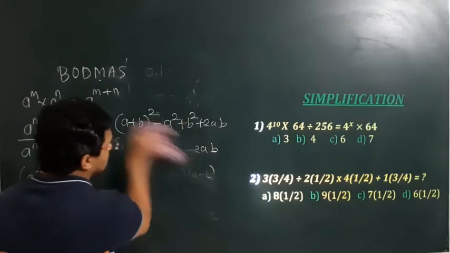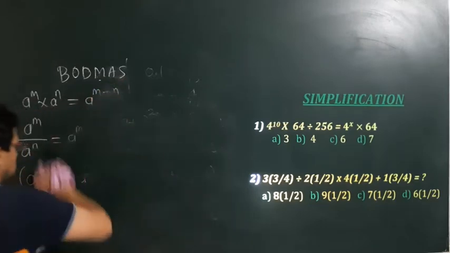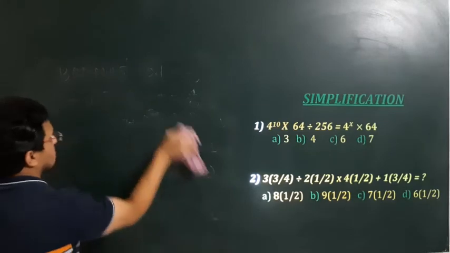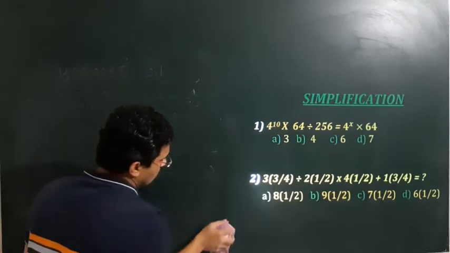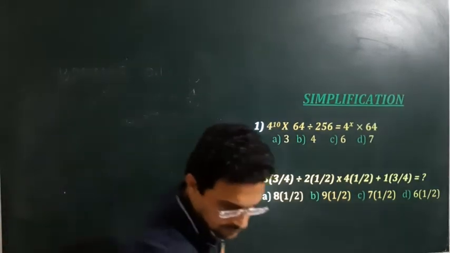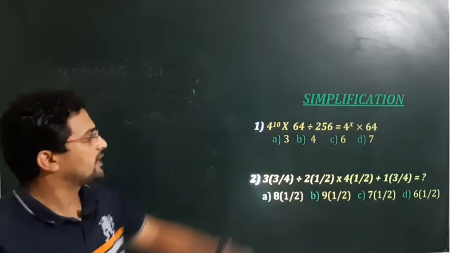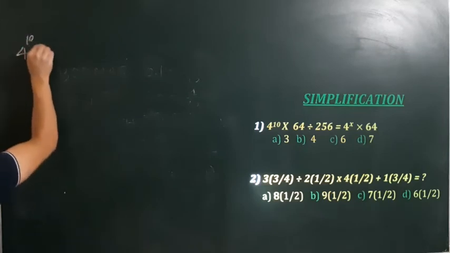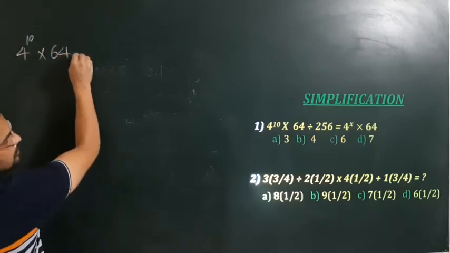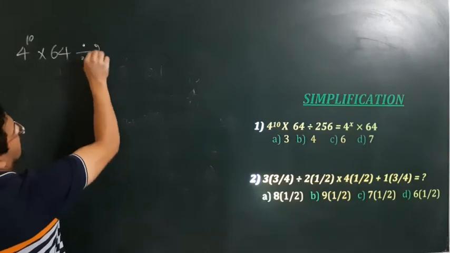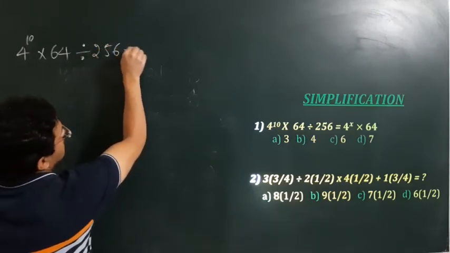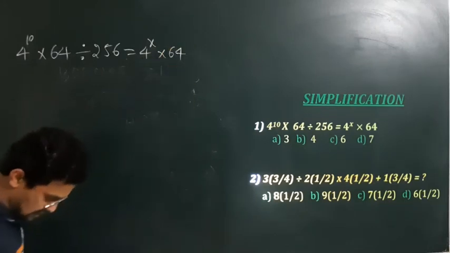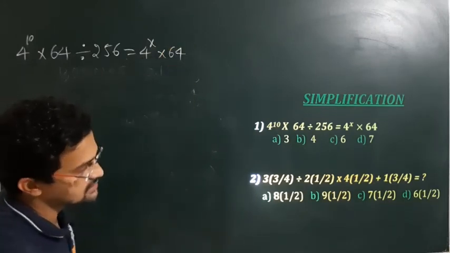So now I will start with the first question in simplification. Along with me you can try, just pause the video and try yourself first. There are 4 options given, out of which one is correct. The first one: 4 raised to 10 multiplied by 64, divided by 256, is equal to 4 raised to x multiplied by 64. You have to solve this and tell me the answer.